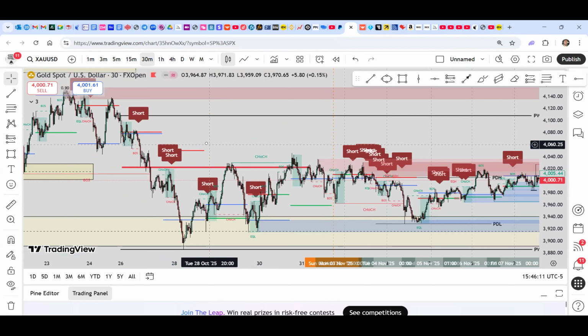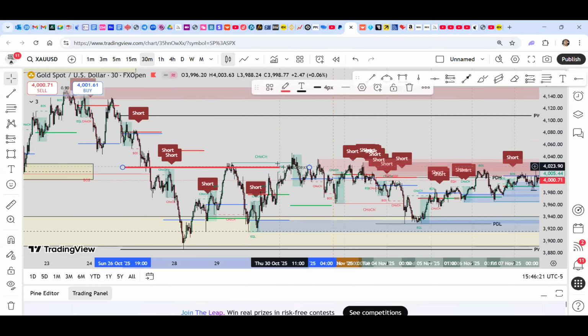So now we're in a ranging market. How do you suggest we approach this? Because the market is ranging right now. It's not going to be trending that much. What do you think?